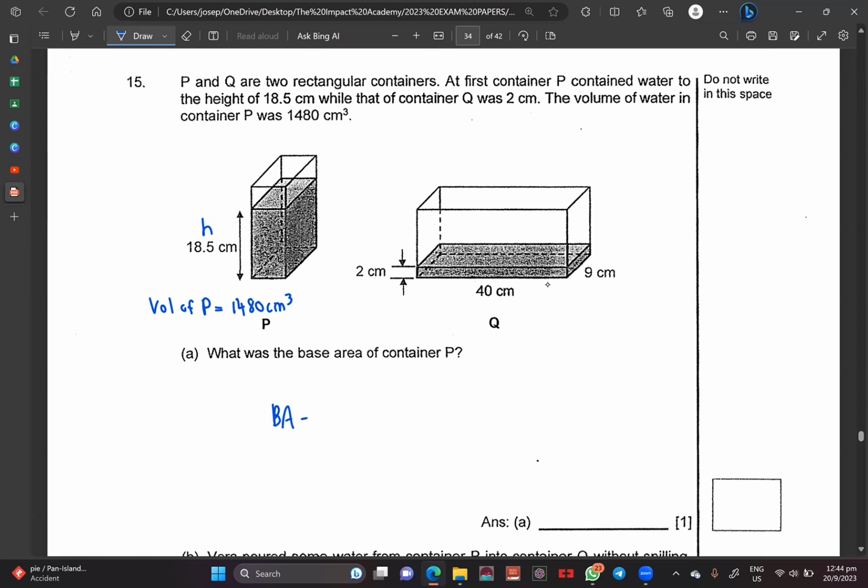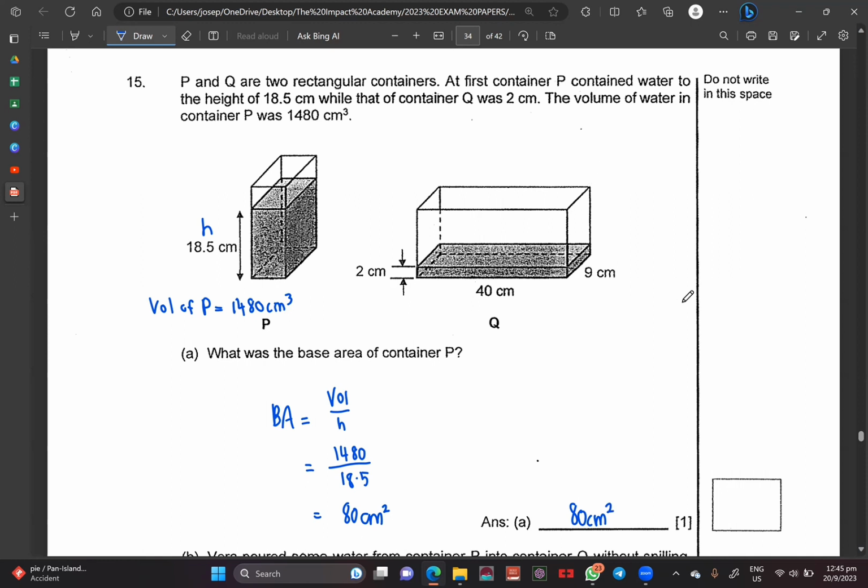So we are just going to write base area is equal to volume over height. So this is basically 1,480 over 18.5. When you do that, you will get an answer of 80 cm². So therefore, over here, it's 80 cm².